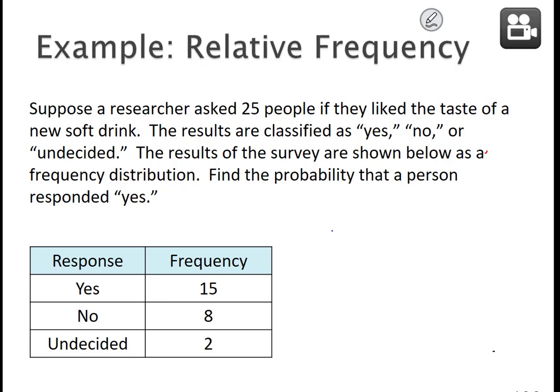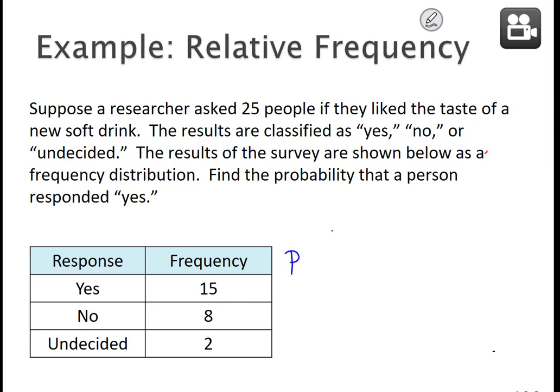Let's look at some examples of relative frequency. Suppose a researcher asked 25 people if they liked the taste of a new soft drink. The results are classified as yes, no, or undecided, and the results of the survey are shown below as a frequency distribution. Find the probability that a person responded yes.